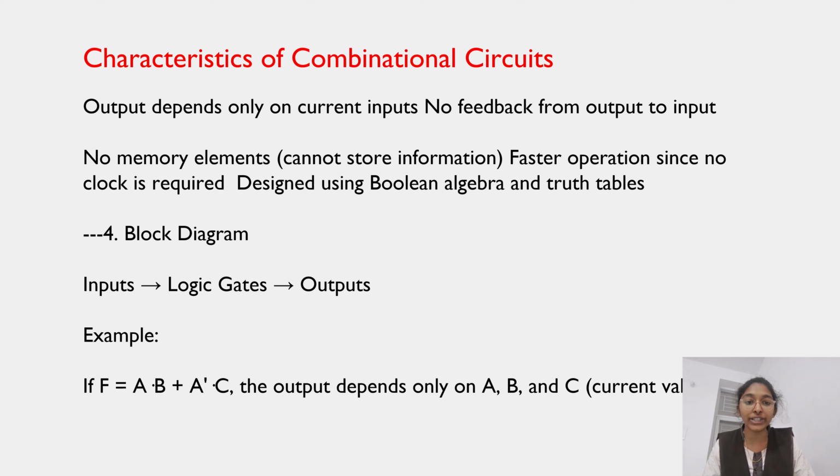The block diagram of combinational circuits is input, logic gates, output. By performing operations in logic gates on the input, we get the output. For example, F equals A dot B plus A bar dot C. The output depends only on current inputs A, B and C. It does not depend on future or past inputs. These are the characteristics of combinational circuits.